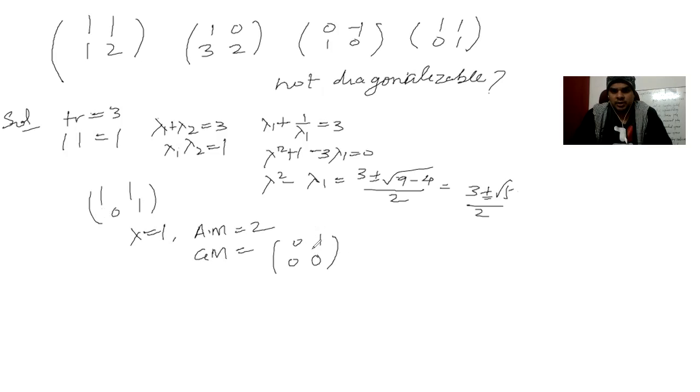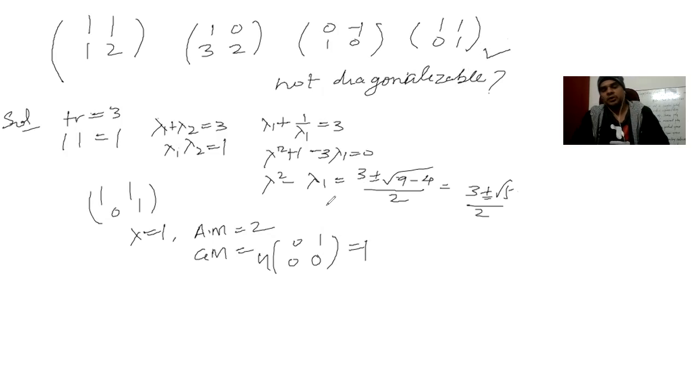So what is the nullity of this matrix? It is 1. So the GM of this eigenvalue is 1. So AM and GM are not equal, and in that case this matrix is not diagonalizable. So this is going to be the answer.